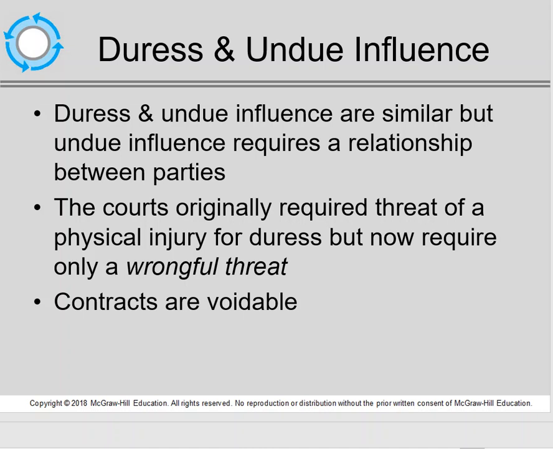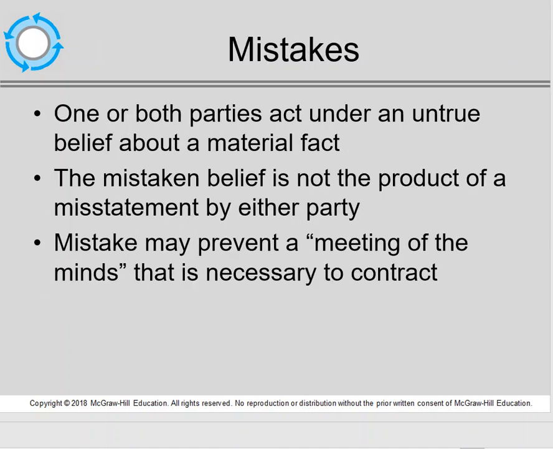I'm going to skip over slides 7 and 8 and come back to them, and then move over to slide 9 to talk about the fifth type of behavior that invalidates voluntary consent. Mistakes. A mistake is when one or both of the parties to an agreement acted under an untrue belief about the existence or non-existence of a material fact.